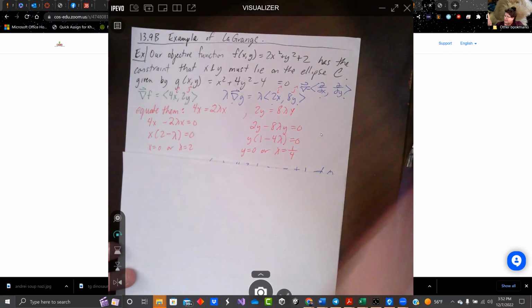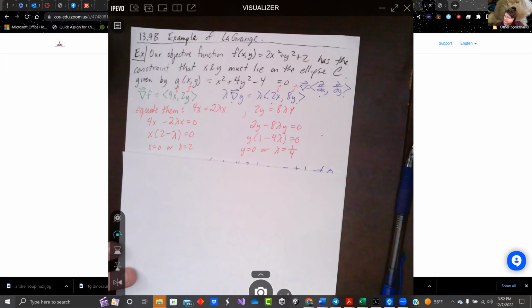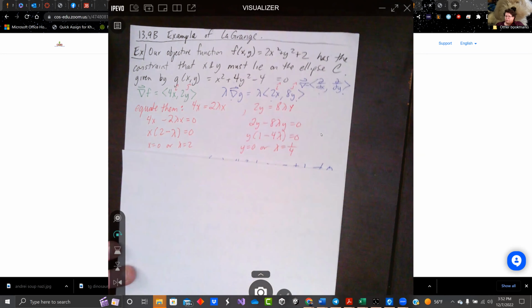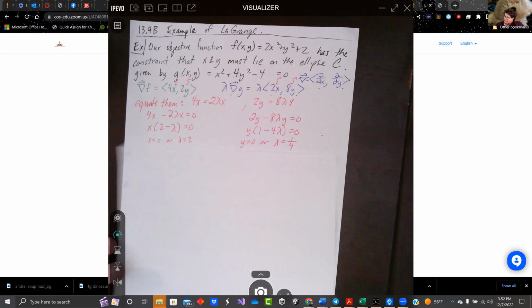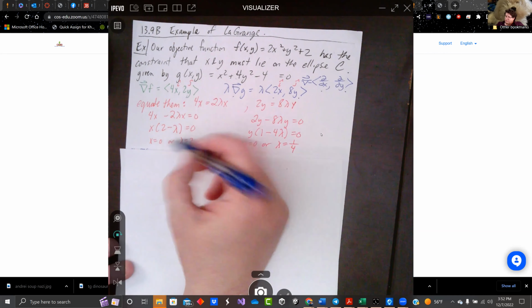And I can do the other side, and I equate the j hat components, and we've got 2y equals 8 times lambda y. We do the same process, and we get y equals 0 or lambda equals 1/4. Now we've got two options. Let's just focus on this side over here: x equals 0 or lambda equals 2.